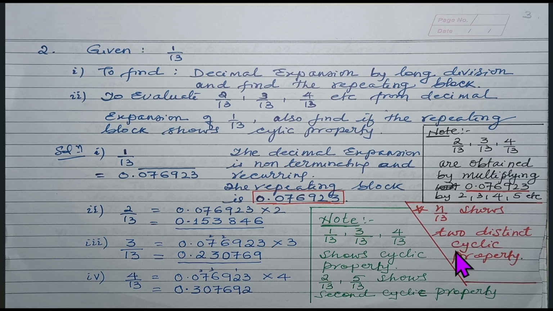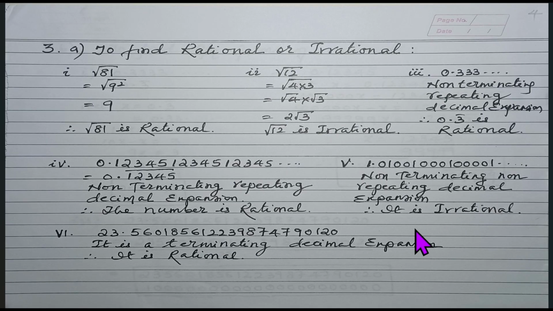So please remember that after finding 1 by 13 by long division method, multiply the value of 1 by 13 by 2, 3 and 4 to get the values of 2 by 13, 3 by 13, 4 by 13. You will get them, and also check the cyclic properties. There is a dual cyclic property. Two distinct cyclic properties are exhibited, and that is what you have to identify here. Now coming to the next important study, that is the third example of the exercise.